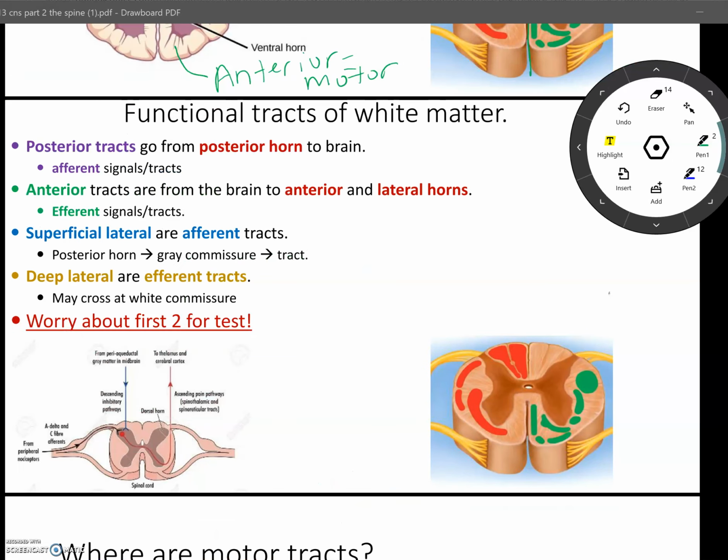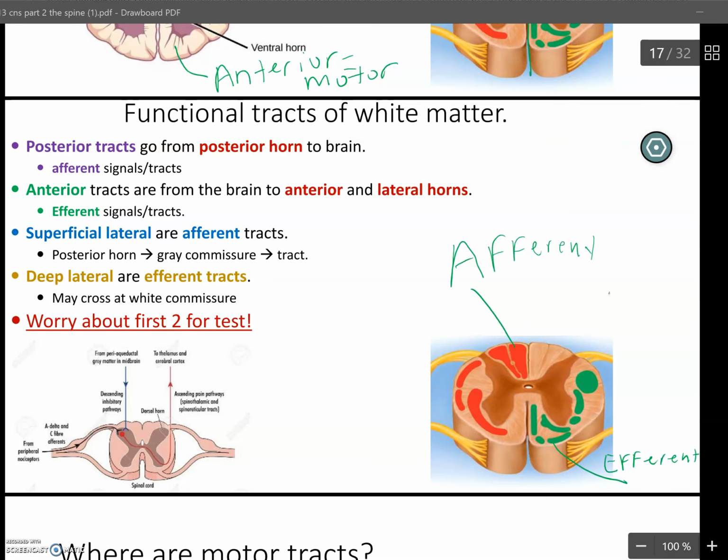So I'm going to keep this very simple for you. We're only going to worry about the posterior and anterior. So only worry about the first two for the test. The posterior are all afferent, and the anterior are all efferent. And that makes perfect sense because you are going to have afferent neurons coming in to the back, junctioning right there, and you're going to have efferent neurons coming down the anterior surface of the spinal cord. We're going to just draw one there, and bridging into motor neurons leaving the anterior root.